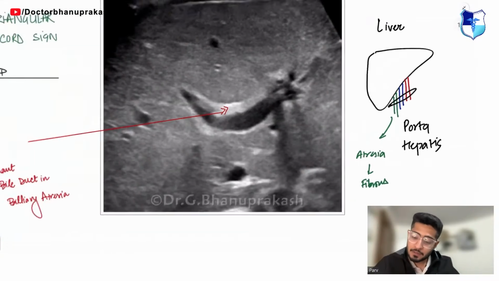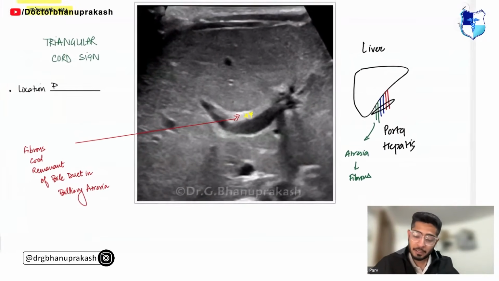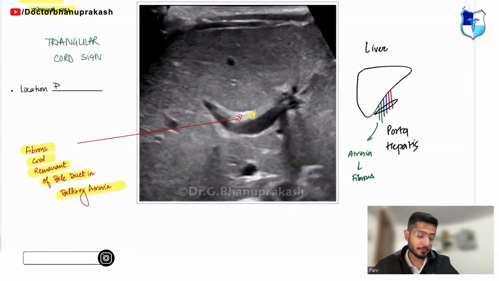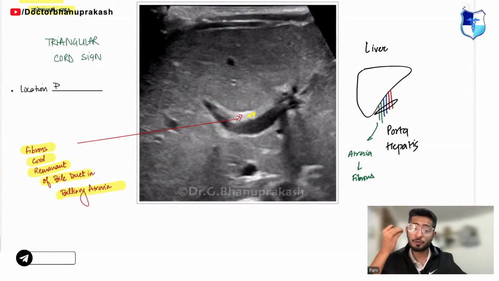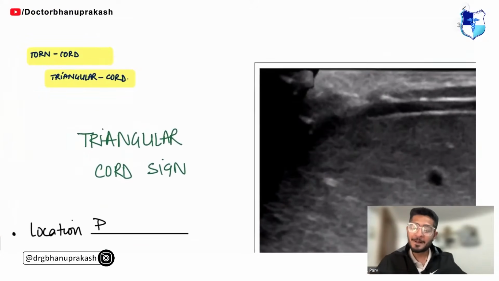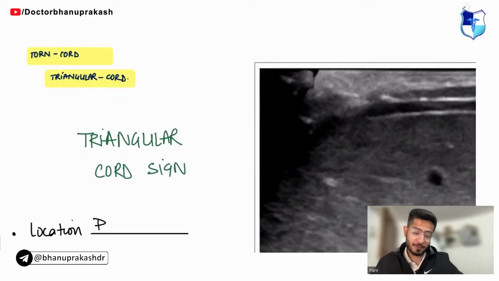So can you see this glowing structure? This is nothing else but a fibrous cord remnant of the bile duct in biliary atresia. But it's completely fine even if you don't remember the logic behind it. What you have to understand is this. This is my mnemonic, my trick for all my superb kids.